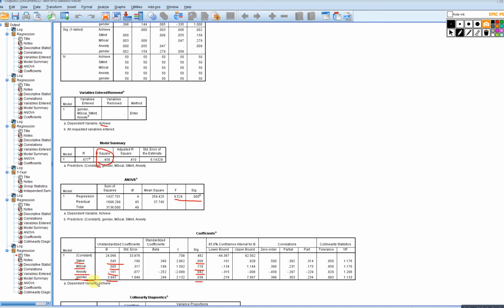Things to note, first of all, with gender, if there's a positive value, remember that gender was coded 0 for male and 1 for female. So if we have a positive predictive relationship, what that would have to mean is that females were scoring higher on average than males. If we had a negative predictive relationship, like a negative sign in front of it, then we would conclude that females were scoring lower on achievement than males. So that's how we can interpret the unstandardized partial regression coefficients.